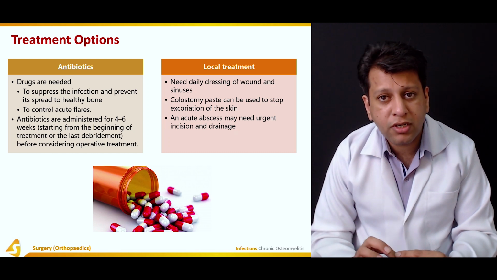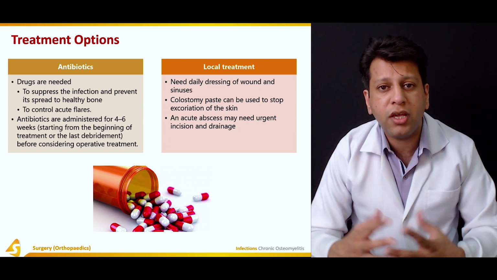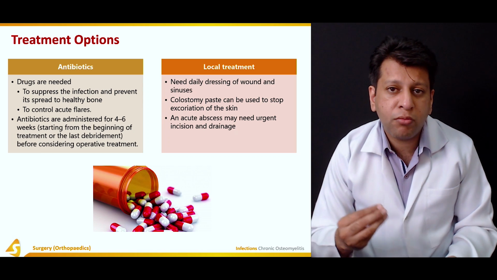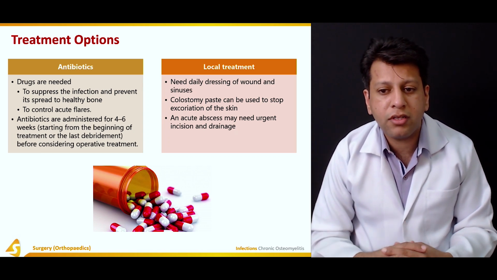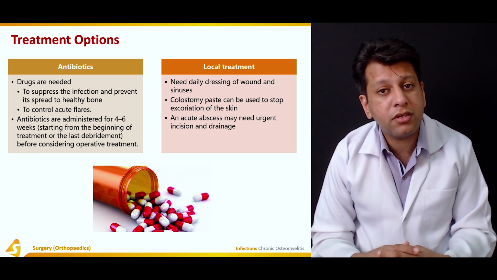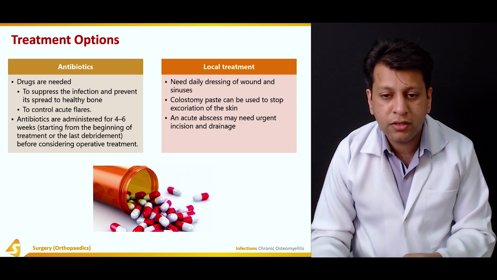To protect the normal skin around it, zinc oxide paste or colostomy paste can be used. It is usually used in a colostomy because normal skin gets excoriated from the bile, but it is helpful here as well. In acute abscesses, if there is an abscess present, that has to be drained. Abscess, if present, has to be drained no matter what.